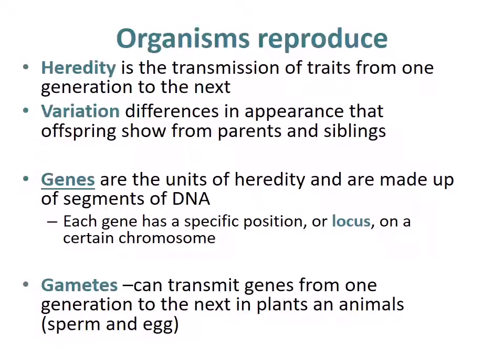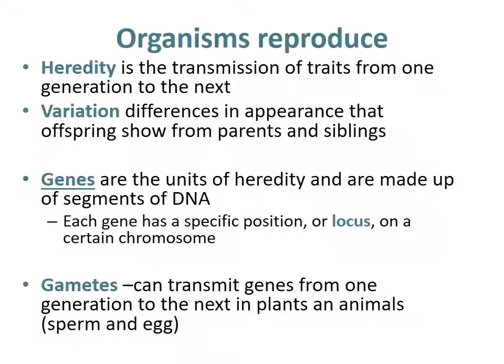If you remember in Unit 1, we said that a characteristic of life is reproduction, so living things have to be able to reproduce. Heredity is the transmission of traits from one generation to the next, and all organisms, even of the same species, are not the same. There's some variation there, so there are differences in appearance that offspring are going to show from their parents and also from their siblings. Genes are the basic unit of heredity, and they're made up of segments of DNA, and each gene has a specific position, or locus, or loci, on a certain chromosome. Gametes can transmit genes from one generation to the next in plants and animals, so we've got sperm and egg for that.